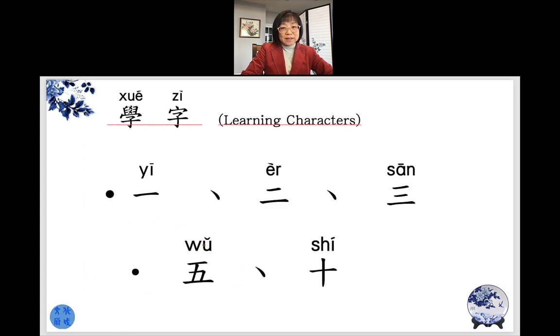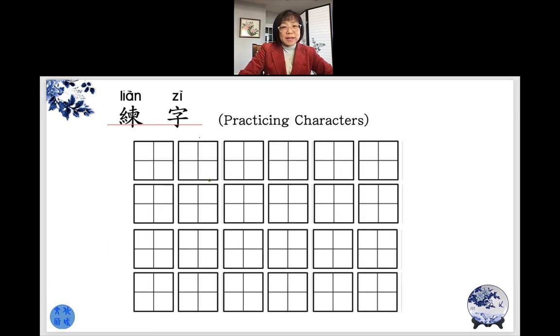All right, again, the five characters. Let's try to pronounce all of them again. Yi, er, san, wu, shi. For writing, let's try to write it in the 田字格.